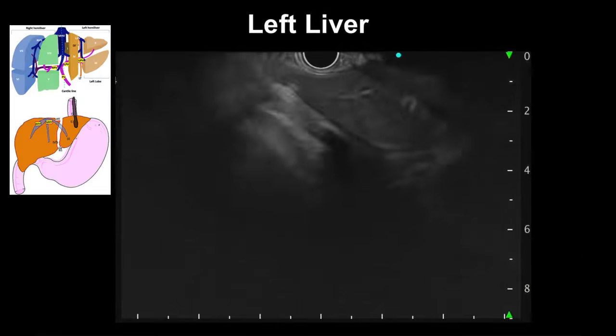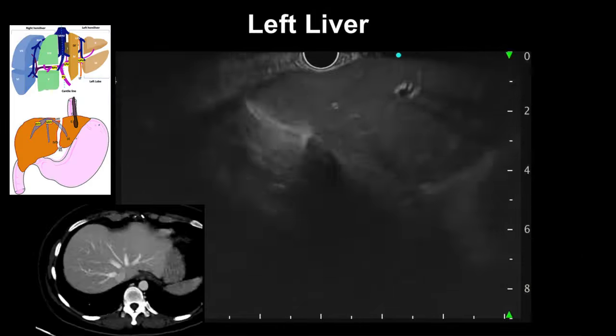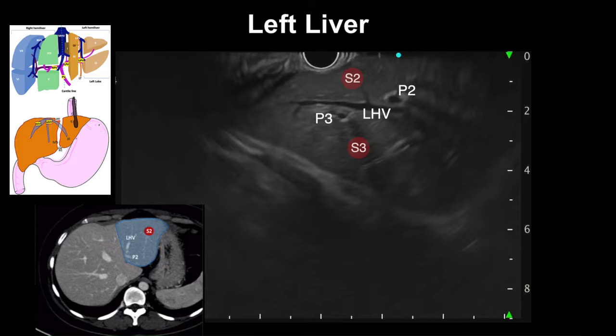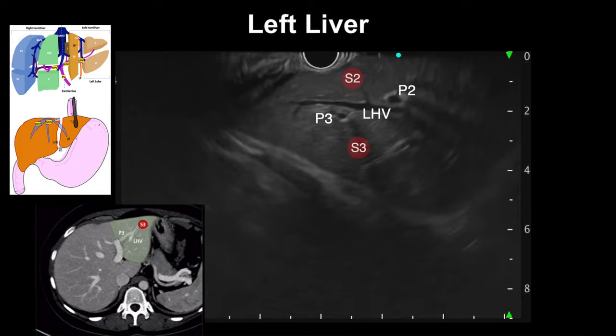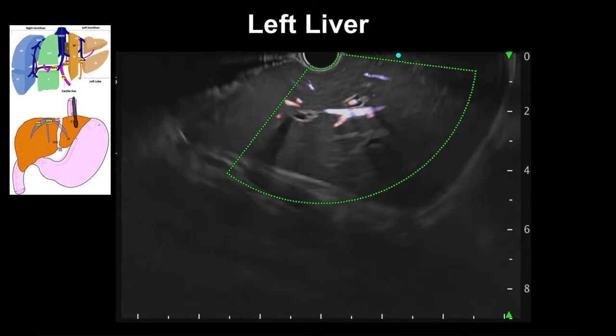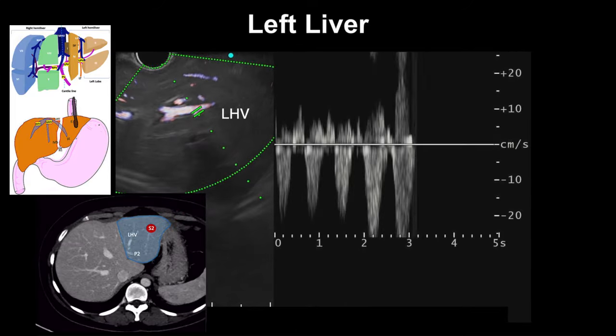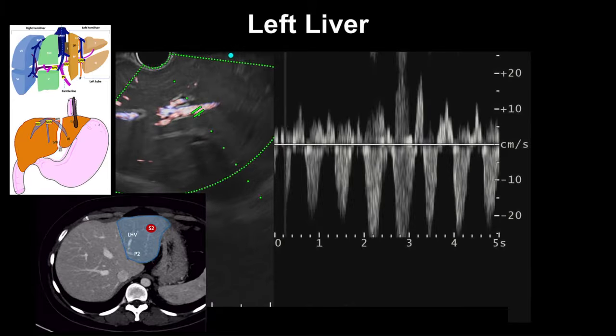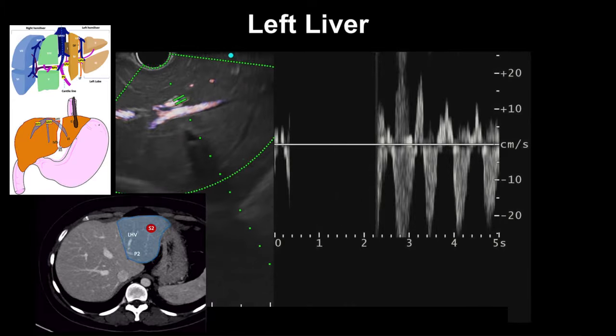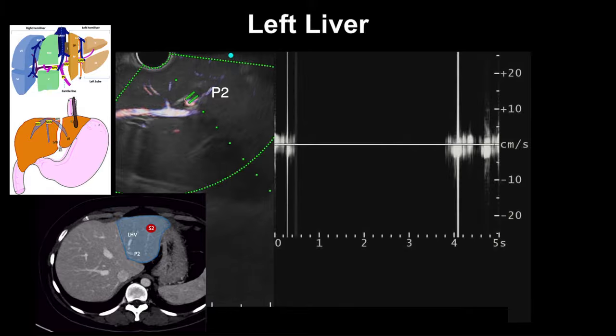Starting the EUS examination from the gastroesophageal junction, the transducer is naturally facing anteriorly toward the left lobe. Segment 2, closer to the transducer, is separated from segment 3 by a branch of the left hepatic vein. It is confirmed by the triphasic Doppler wave of the left hepatic vein and the monophasic Doppler wave of the segmental portal branch of segment 2, named P2.